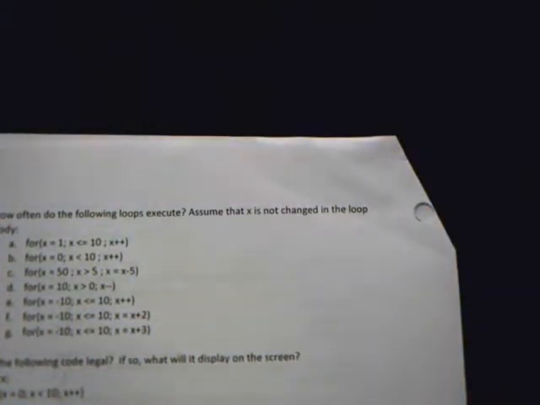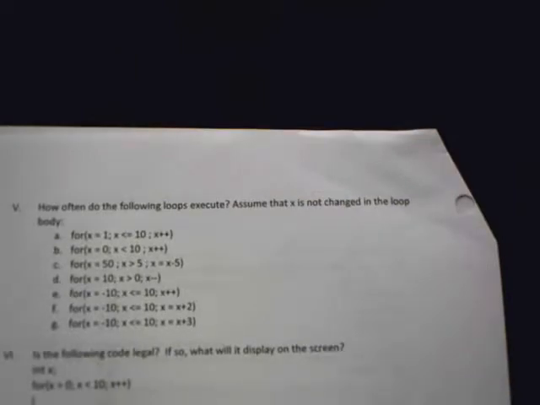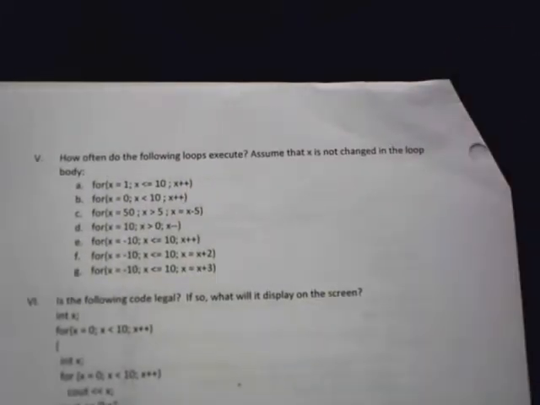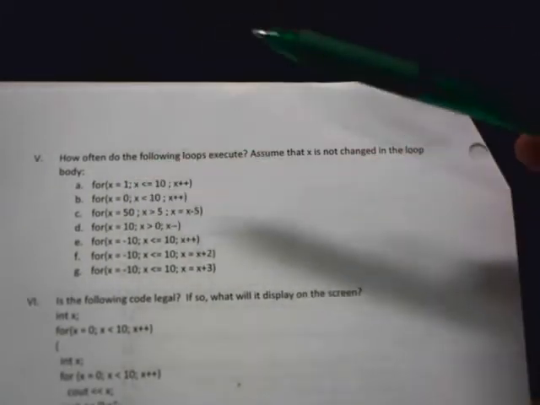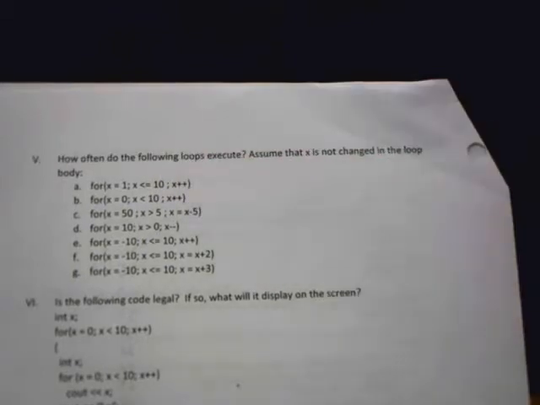All right, how often do the following loops execute? Assume X is not changed in the loop body. All right, well, the first one I think we already did. X starts at 1, X less than or equal to 10, X plus plus. How many times will that run? 10. We already answered that question. That was on the previous page.